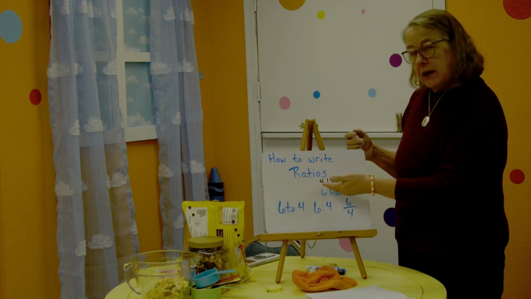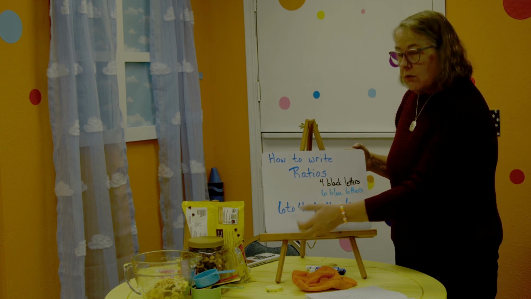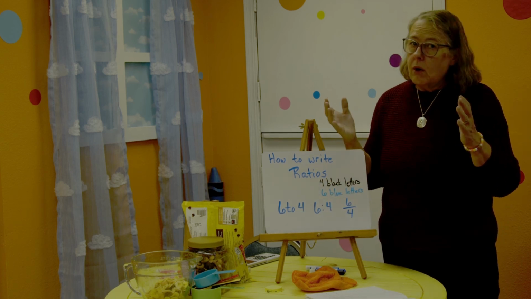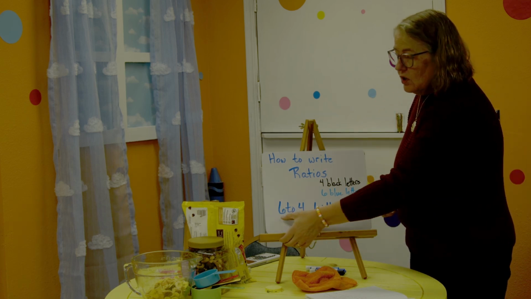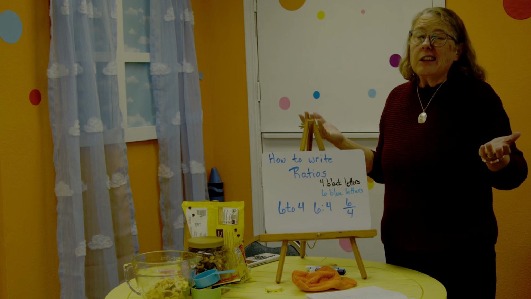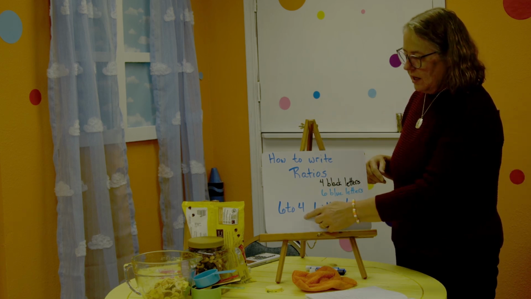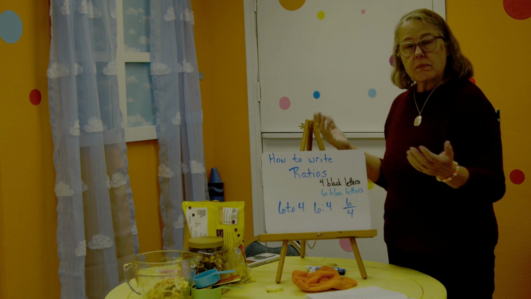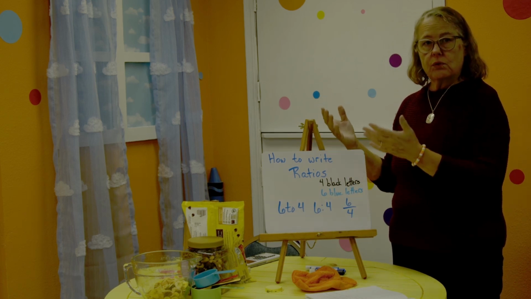If I want to write my ratio of 6 blue letters to 4 black letters, I can write it 3 different ways. And you need to know all 3 because they want you to know all 3. Okay, the first one is just 6 to 4. I'm literally just writing the word to, T-O, not the number, the word. You see that here, 6 to 4. That is the ratio of blue letters to black letters is 6 to 4.